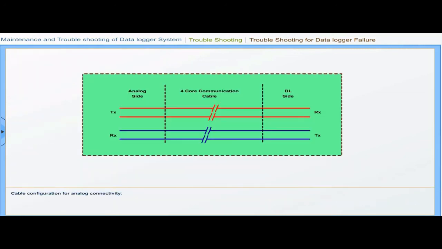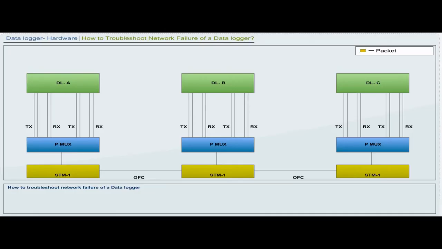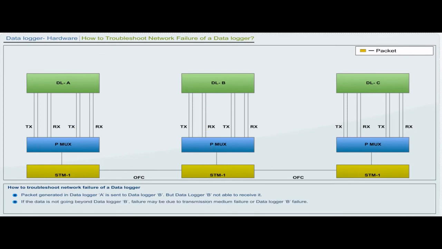Cable configuration for analog connectivity. The cable connectivity between the analog scanner card and the data logger serial port is shown. How to troubleshoot network failure of a data logger. Packet generated in data logger A is sent to data logger B, but data logger B is not able to receive it. If the data is not going beyond data logger B, failure may be due to transmission medium failure or data logger B failure.